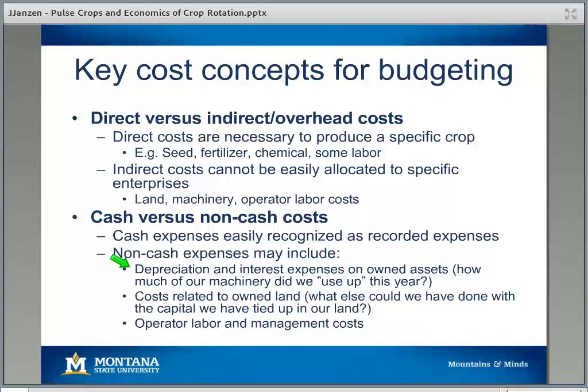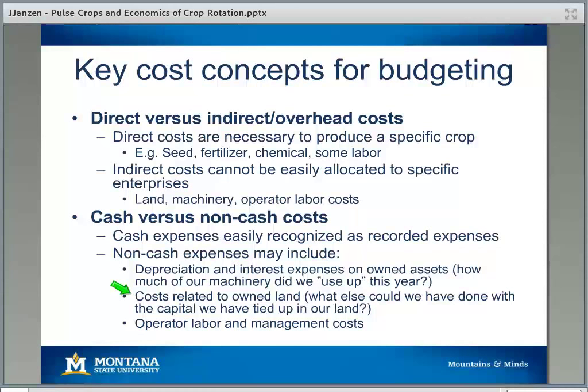So for example, how much of our machinery did we use up this year? What was the cost of using our combine? Well, it's essentially how much of its value we used up in a given year. That depreciation expense isn't necessarily a dollar amount that the farmer pays out of pocket to use that combine, right? It's a non-cash expense. Some of the costs are related to owned land, right? If you own your own land, there's no payment that you make every year to use it. But there is the capital, the money that you have tied up in that land, and that's a real cost. And it shouldn't matter whether that land is owned or leased.